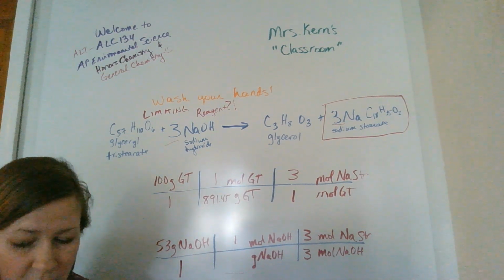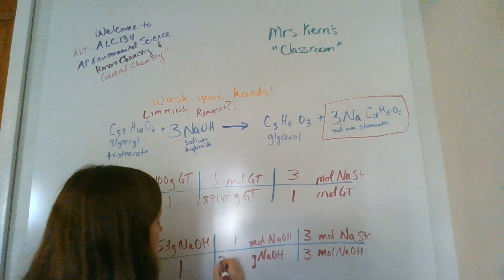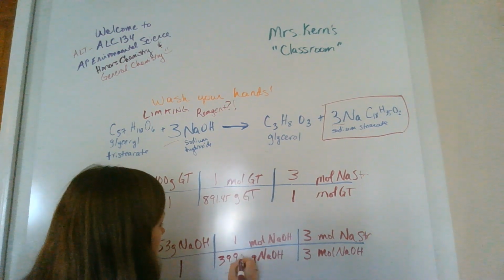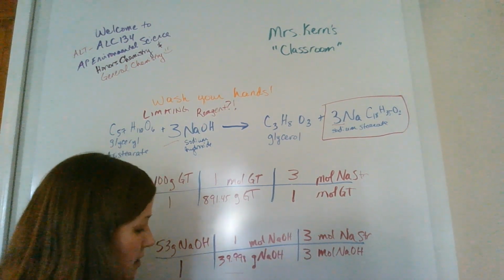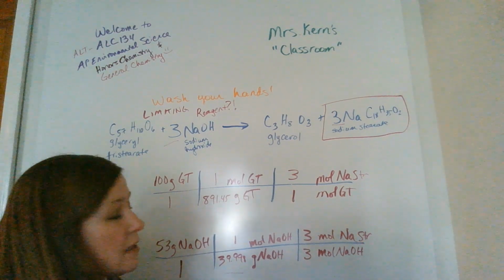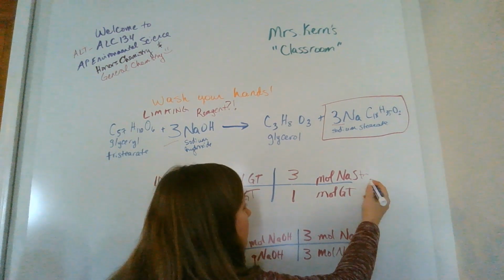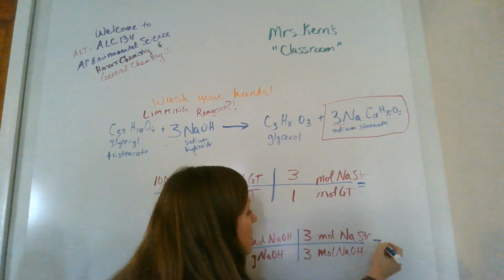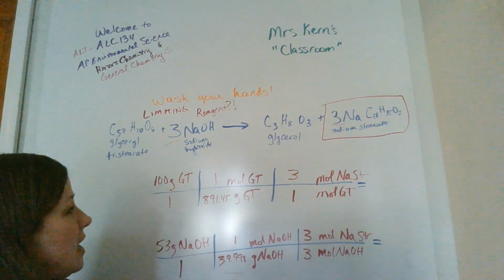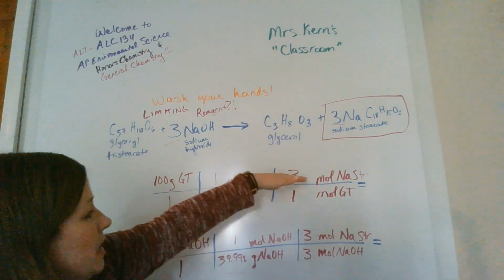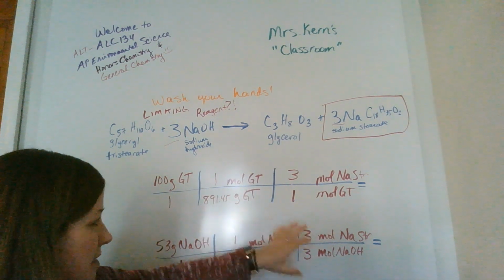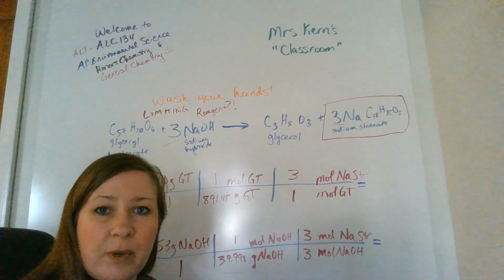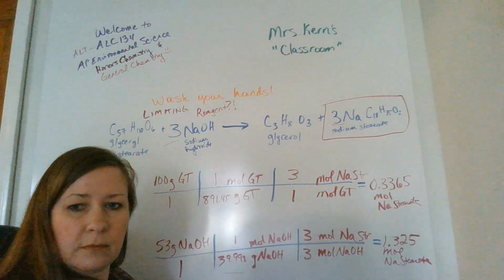Okay, 39.998 is our molar mass here. And this is the setup that's going to give us the answer to the question, which one is the limiting reactant? Now, to solve this, we're going to multiply everything across the top and divide by everything on the bottom. And same thing over here. So I'm going to do that math real quick, and I'll be right back.